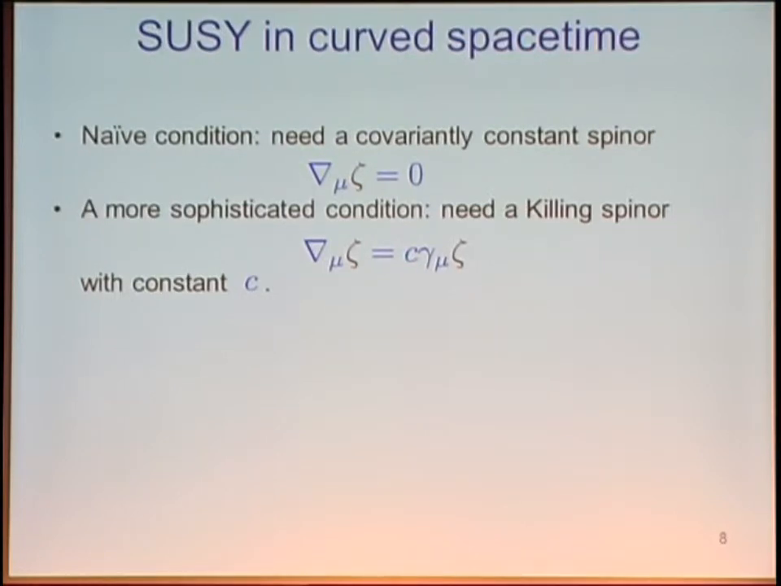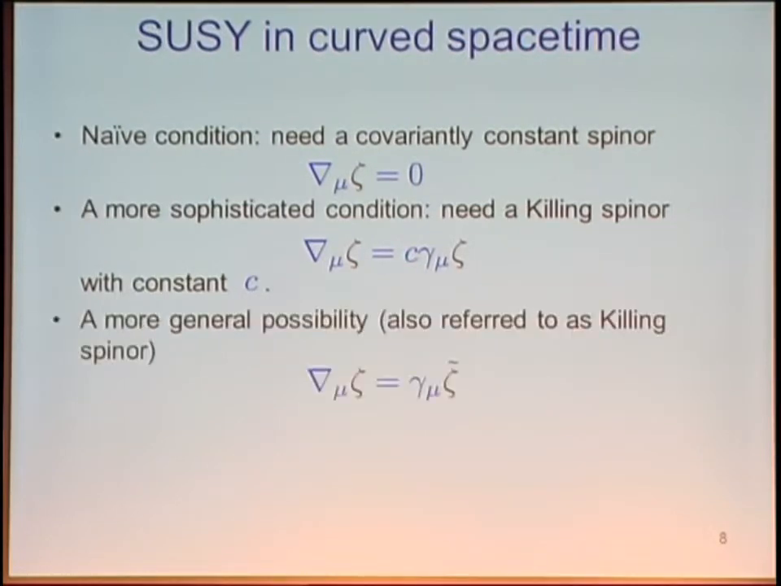There's yet another generalization of that, which in order to confuse the readers is also called the Killing spinor, where we look for grad mu zeta equal to gamma mu times another spinor, zeta tilde. This is clearly a generalization of that, because if zeta tilde is c times zeta, this is the same equation. But zeta tilde could be another spinor, which is more general. So for one value of mu, this can be viewed as a definition of zeta tilde, and for other values of mu, these are non-trivial equations.